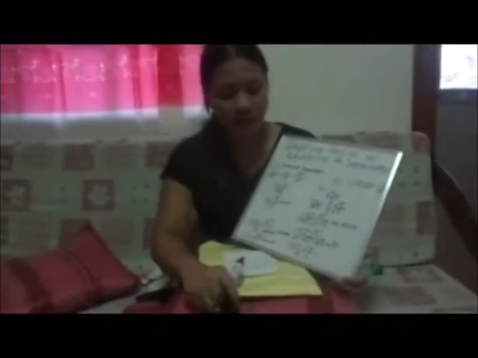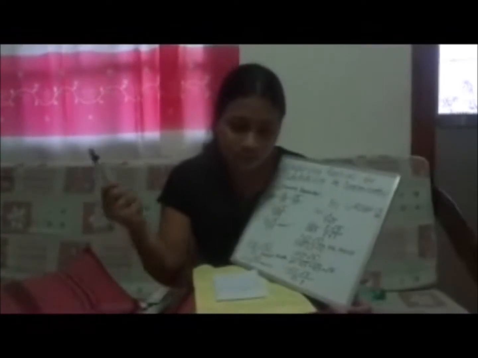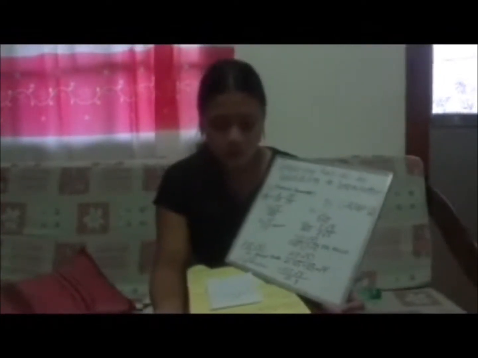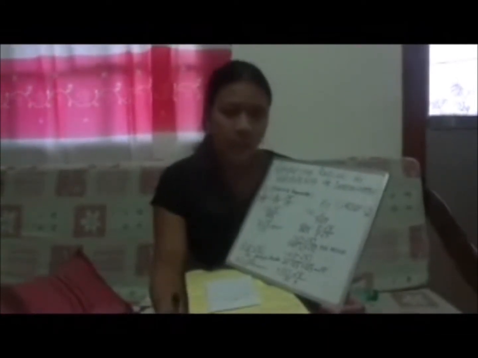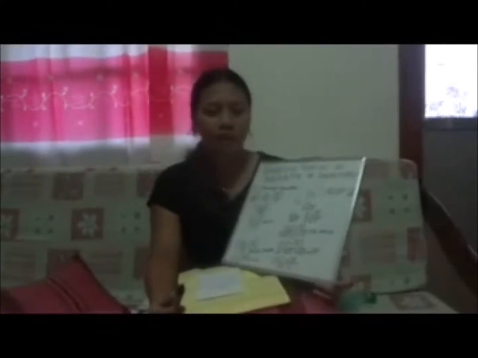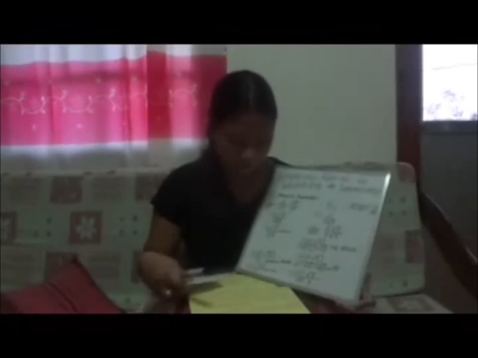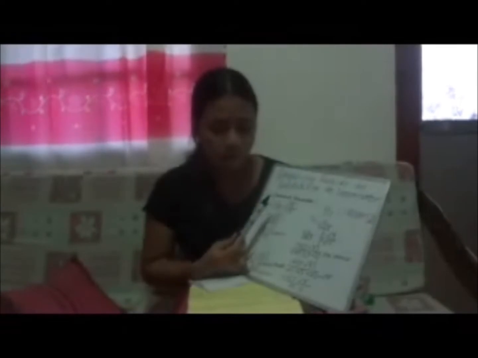In simplifying radicals, a fraction that contains a radical in its denominator can be written as an equivalent fraction with a rational denominator, or a denominator without a radical. Lagi po nating tatandaan, in simplifying radicals, never leave a radical in the denominator of a fraction. Always rationalize the denominator. In situation number 1, monomial denominator po ang unang example natin.